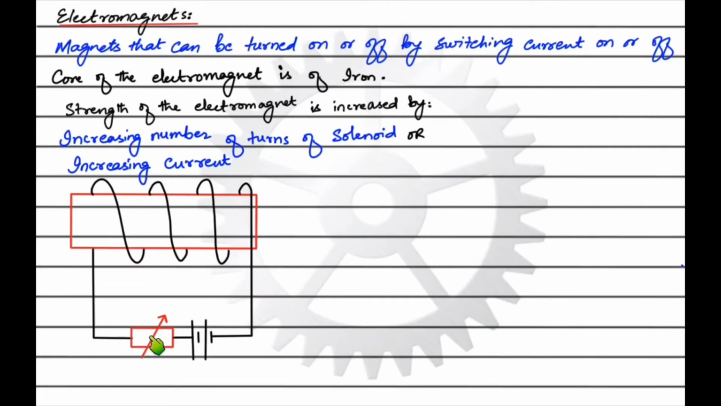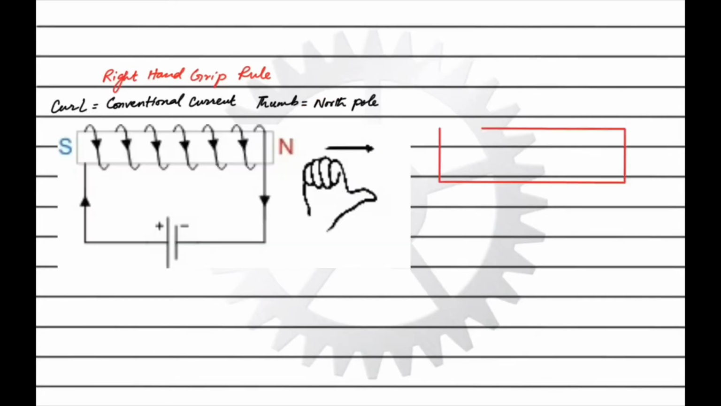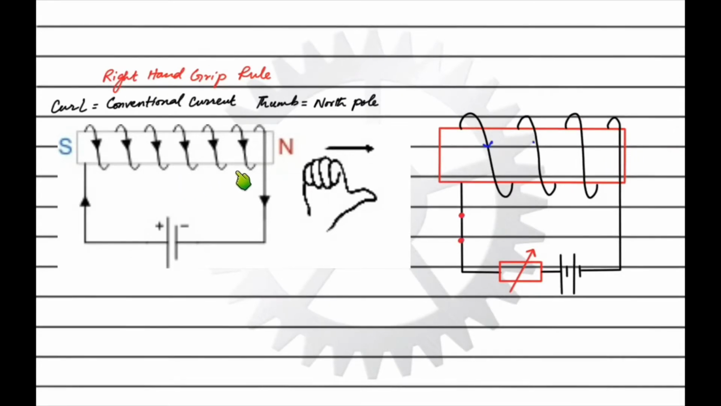Also, you can find out the direction of the magnetic north or south pole by using the right hand grip rule. We use the right hand grip rule to find the direction of the induced magnetic field around a current carrying solenoid. In the right hand grip rule, the curl represents conventional current while the thumb represents north. To apply it, imagine yourself gripping this coil carrying direct current in a way that the curl of your fingers points in the direction of conventional current, and the thumb will then point in the direction of the magnetic north pole.